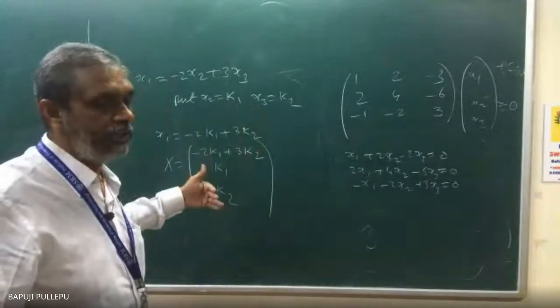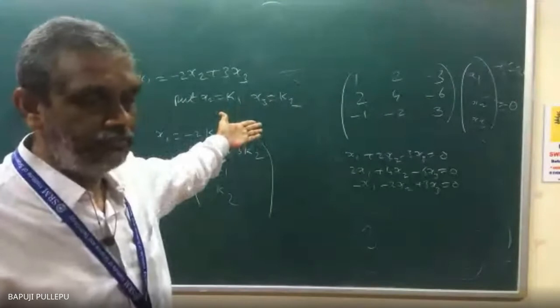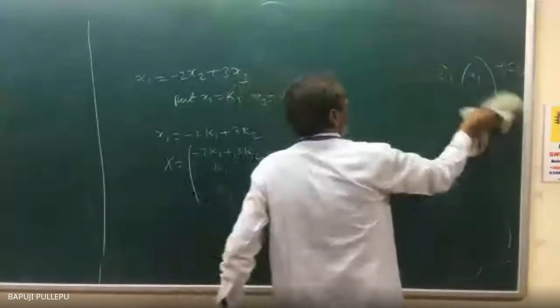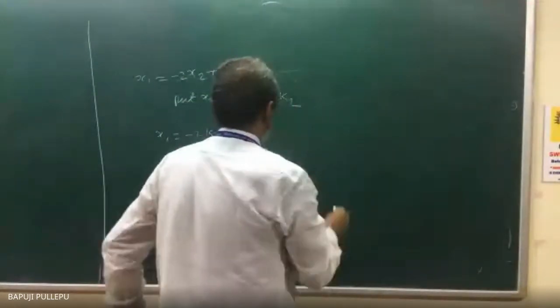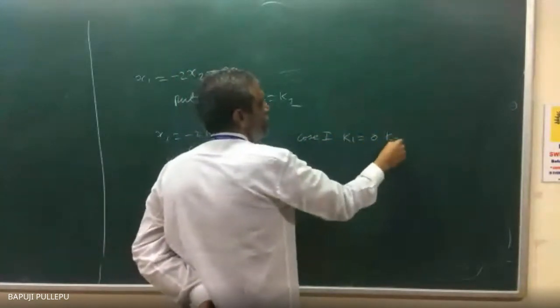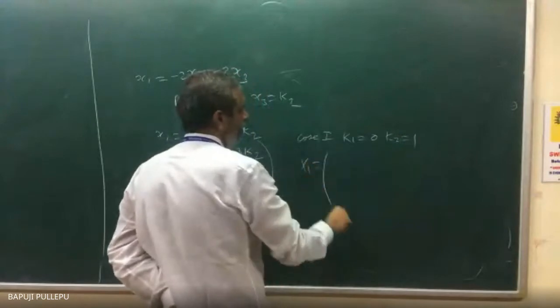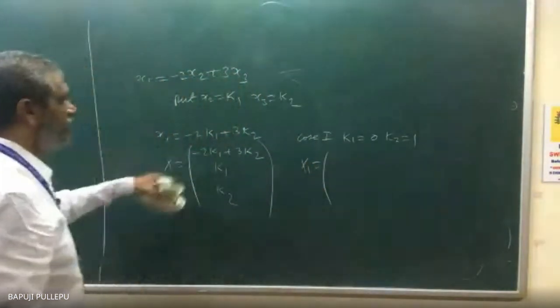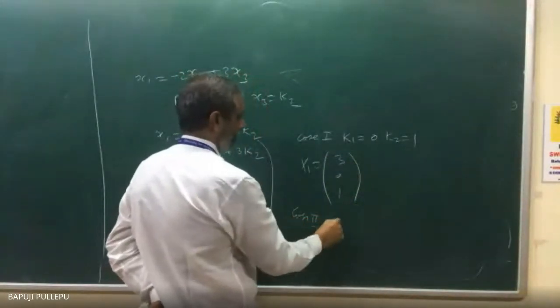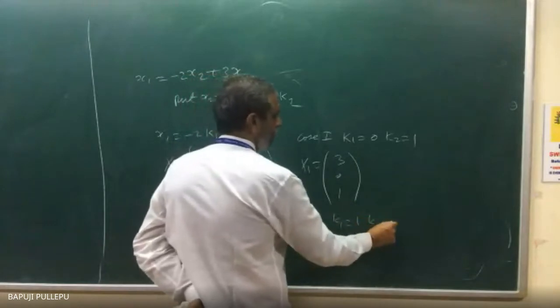So if you choose k1, k2, then x1 will come according to that. Correct? So here I will choose case 1: k1 is equal to 0, k2 is equal to 1. So what will my eigenvector be? Substitute here: 3, 0, and 1. Very good. Next, case 2: k1 is equal to 1, k2 is equal to 0. What will x2 be? Minus 2, 1, and 0.